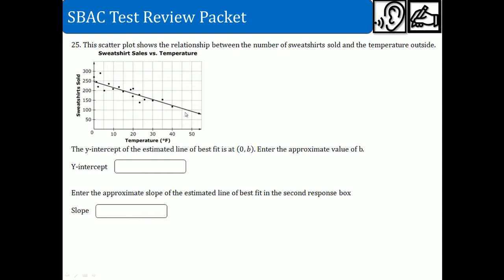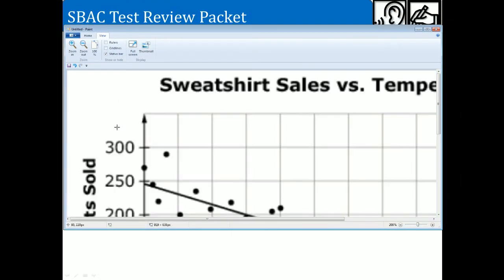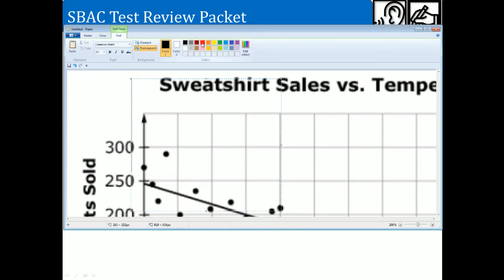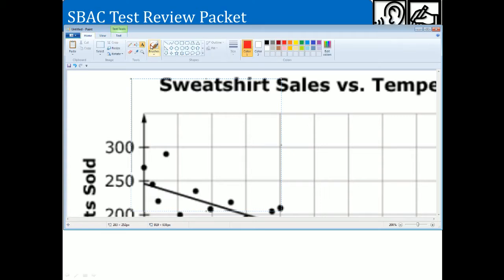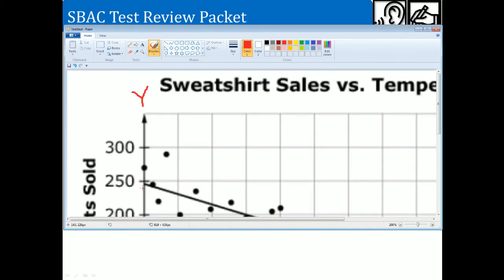The y-intercept, again, is defined by the point in which the line crosses the y-axis. So let me grab paint to show you to look at it better. So you have here, remember, this is the y-axis. This is the line. Where does the line cross this axis? Right here. A lot of students will say it's the number 250 for the y-intercept.